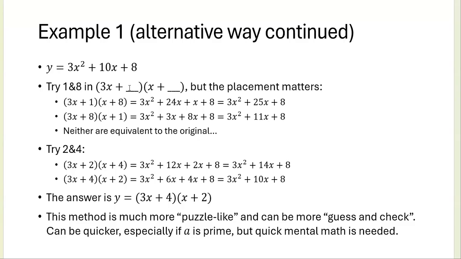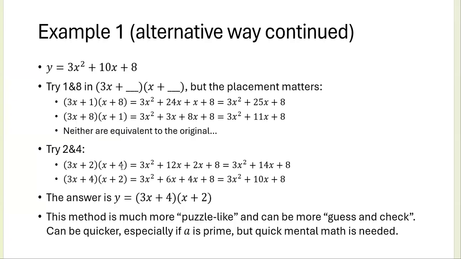So if I put 1 and 8, if I expand everything out, I would get 3x squared plus 25x plus 8. Doesn't match this clearly. Let's try the next candidate, 8 and 1. Notice the position matters here. You would get an expanded form, 3x squared plus 11x plus 8. Still doesn't match, so it's not these two choices. So let's try the 2 and 4. 2 times 4 is 8. That's the only other possibility.